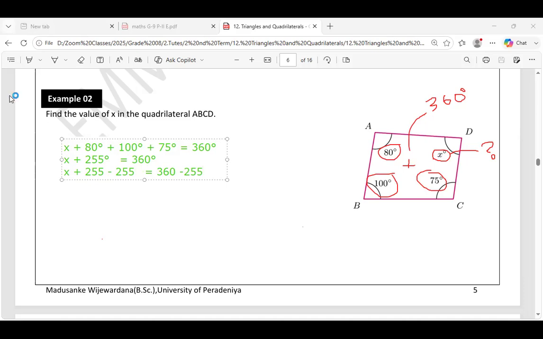So now we are going to simplify. Right. Cancel out. Positive 255, negative 255, cancel out. Answer. x is equal to 105 degrees. This is the way you are going to simplify. Right?